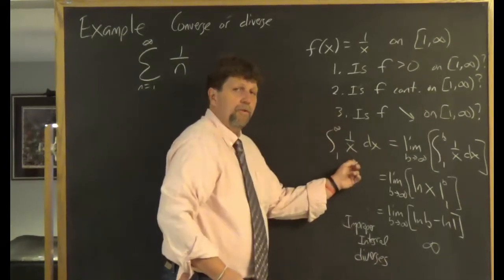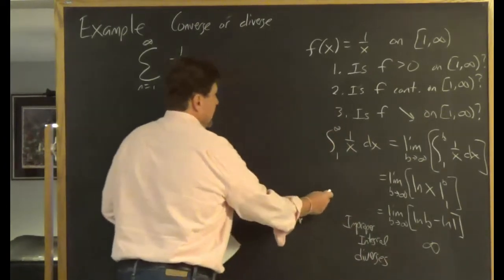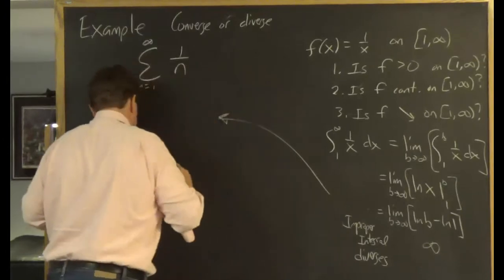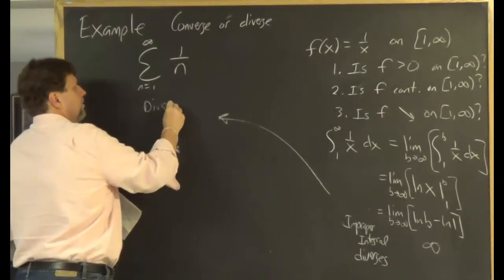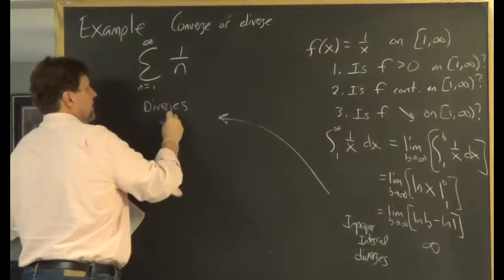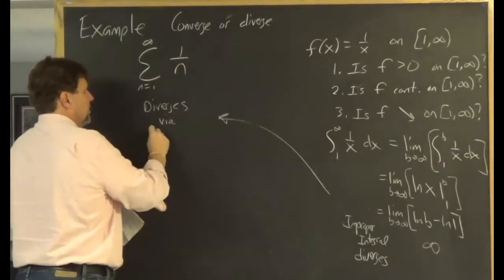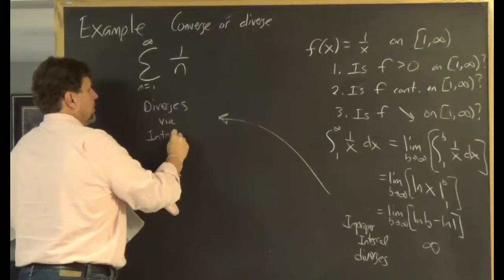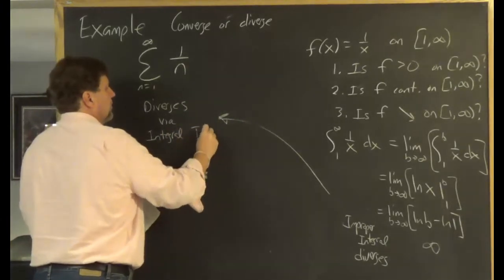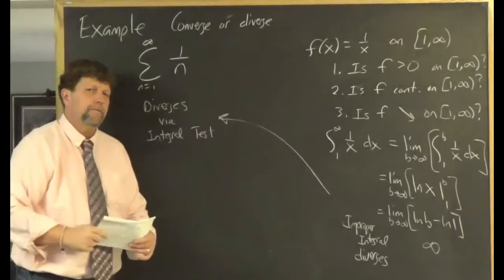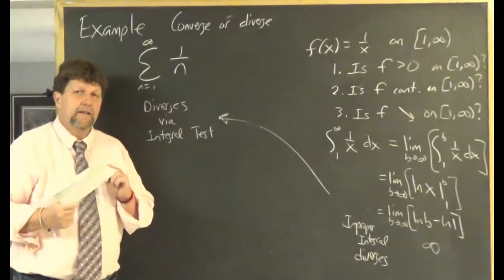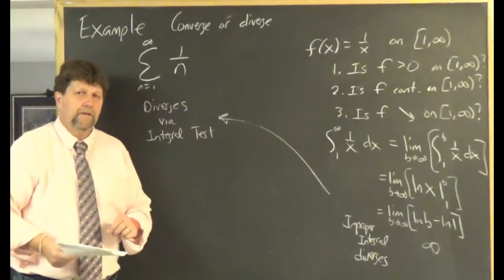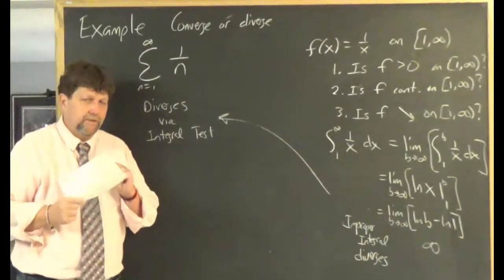Since we know the improper integral diverges, that tells us this series diverges thanks to the integral test. So now you know the harmonic series diverges. File that away. It's going to be important.